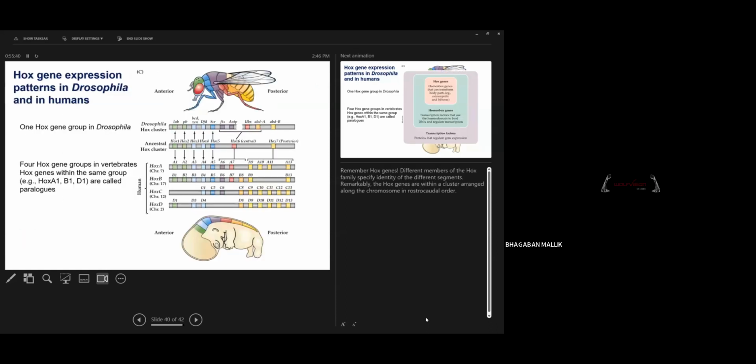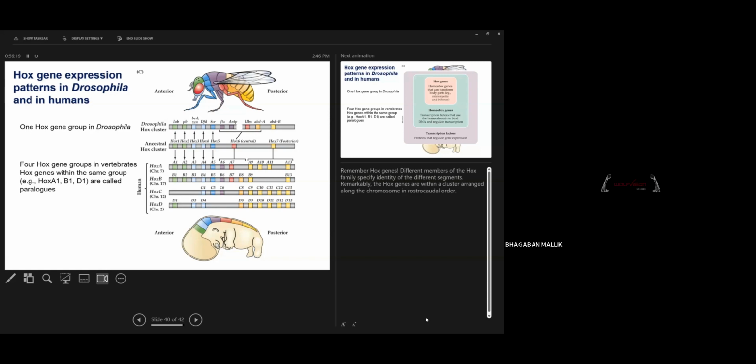Now we'll come to the last section of the genes, like pair rule genes activate segment polarity genes and homeobox genes or homeotic genes. These homeotic genes are also present in the vertebrates. In Drosophila, you have one Hox gene or homeotic gene. In mammals, in the vertebrates, you have four homeotic gene clusters like HOX-A, HOX-B, HOX-C, and HOX-D. These are present on different chromosomes. HOX-A is present in chromosome 7, HOX-B in chromosome 17, HOX-C in chromosome 12, and HOX-D in chromosome 2.